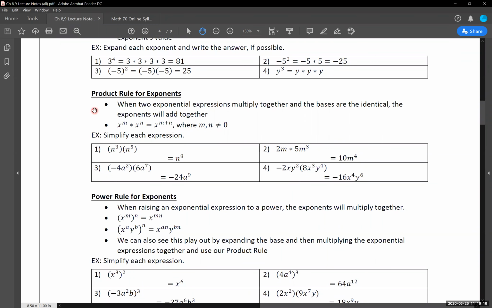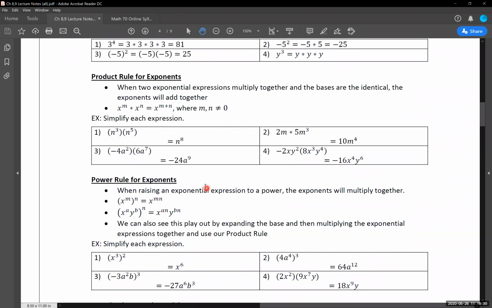So I have x to a value times x to a different value. I can just add those two exponents together, get my final answer. And we'll go through a couple examples of this. I'll show one of these expanded out just because I think it's worth seeing once. But we'll get to these here in a second.